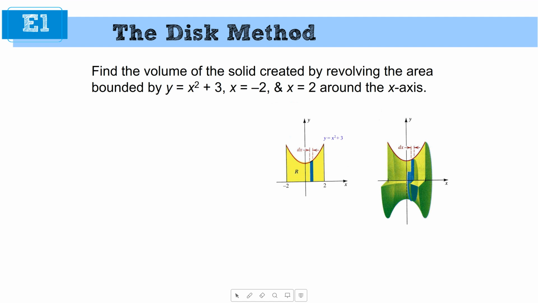Okay, so we have to find the height of that rectangle, which will lead us to the area of that rectangle. How tall is that rectangle? Since my rectangle is vertical, I'm doing top minus bottom. The top is the parabola, x squared plus 3. The bottom is the x-axis, also known as 0. So the height of that rectangle is just x squared plus 3. Its width is dx.